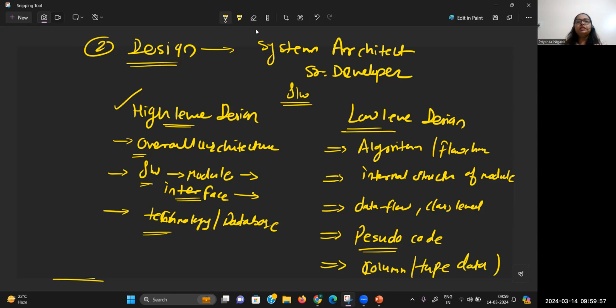So what you need to understand in this phase is that design is a phase where the design for a software application is actually implemented in two ways: high level, low level.